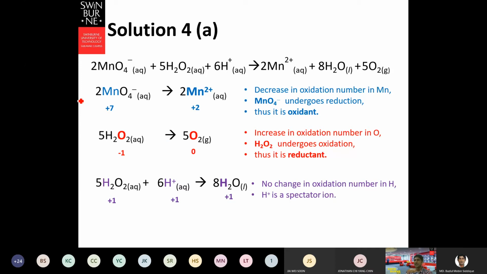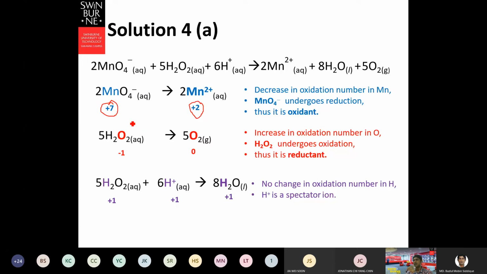the oxidation state of manganese, which was positive 7, becomes positive 2, right? From positive 7, it becomes positive 2, and that means it becomes reduced. It took the electron and gained the electron, so it becomes reduced, and since it itself becomes reduced, it is an oxidant, oxidizing the other.